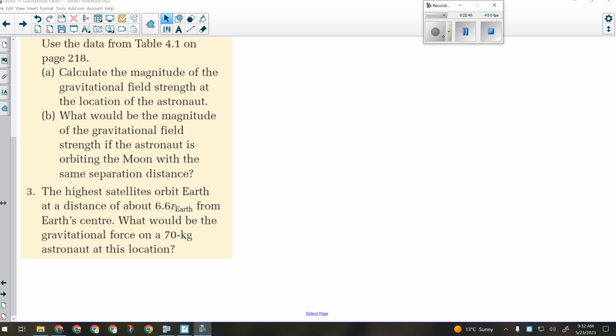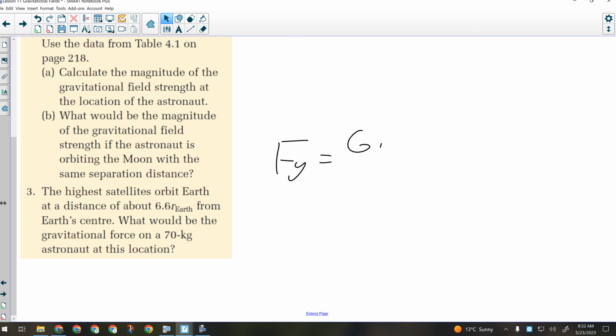What does it ask you for? Force of gravity. It gives you two gravitational field strength questions and then throws a wrench. It says calculate the force of gravity. That means calculate Fg at that point: big G times the mass of the Earth times the mass of the astronaut over r squared, where this time r is 6.6 times the Earth's radius. And that means this number is actually important.